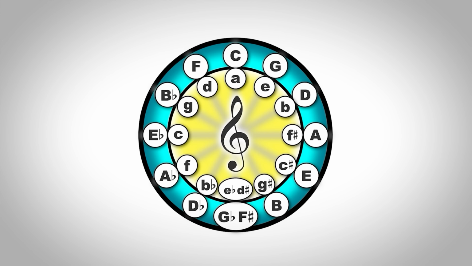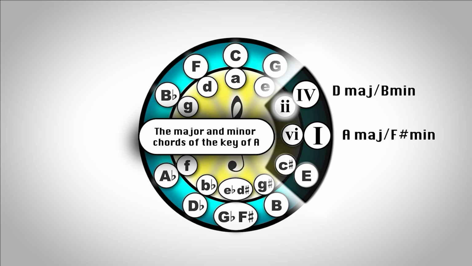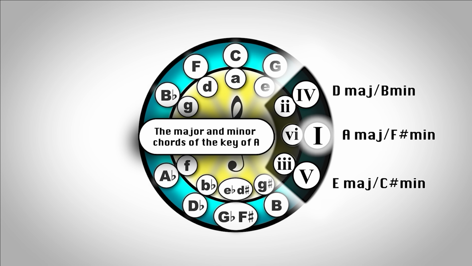Any position on the outer ring of the circle can be labeled 1 and become the tonic of a major key and the root of that key's tonic chord. On the inner circle next to it, its relative minor, the 6. Counterclockwise, we'll find the 4, and its relative minor chord, the 2. Clockwise to the 5, its relative minor, the 3, and we'll return to the tonic.